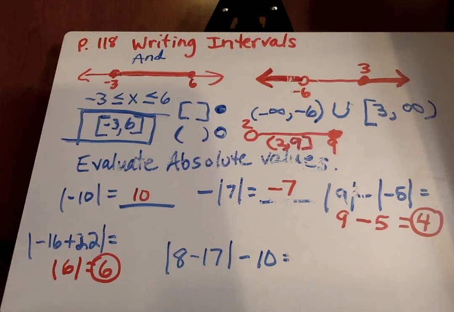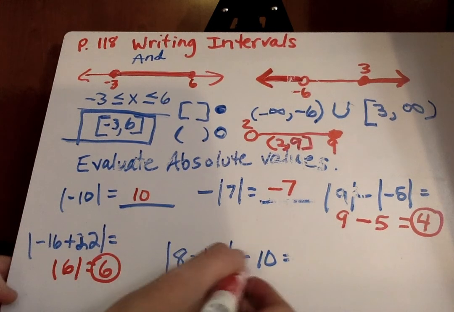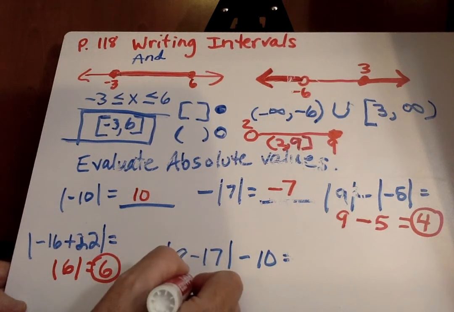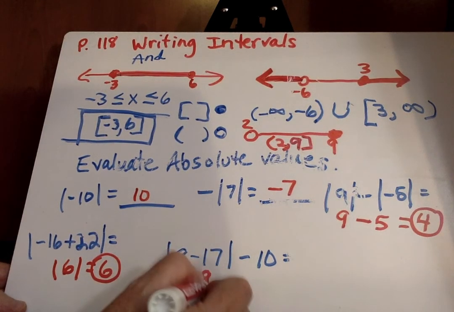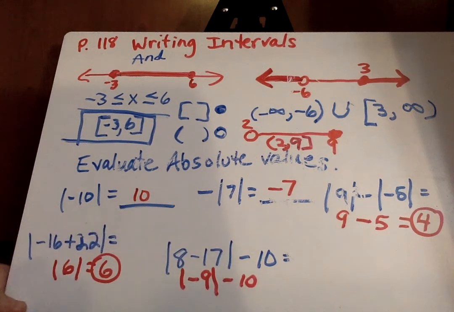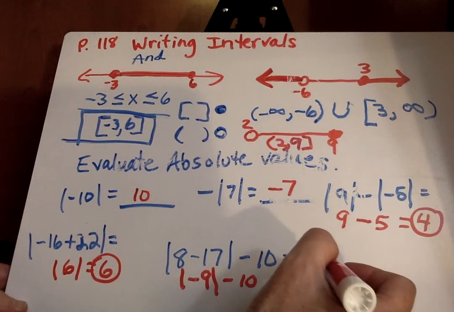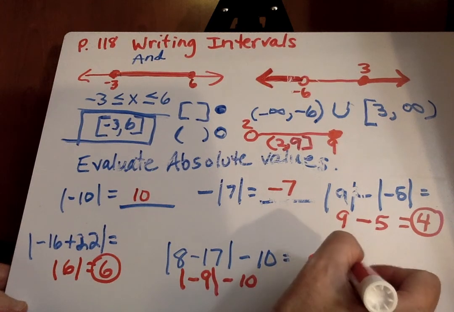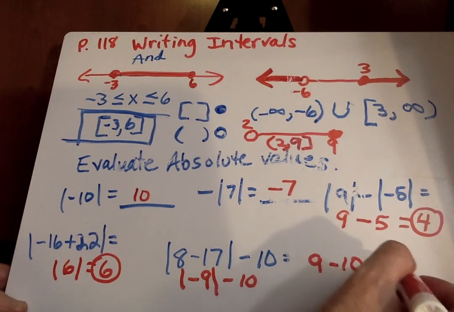All right. Then we're going to go on to the next one, 8 minus 17 absolute value minus 10. We're going to do this inside. It's a battle, so we end up with negative 9. Absolute value minus 10. And then absolute value of negative 9 is 9 minus 10. So your final answer is negative 1.